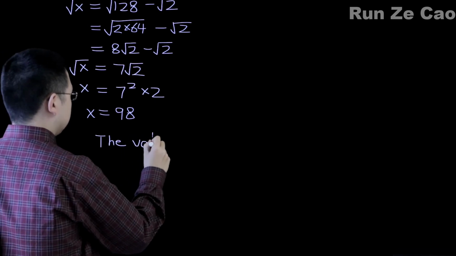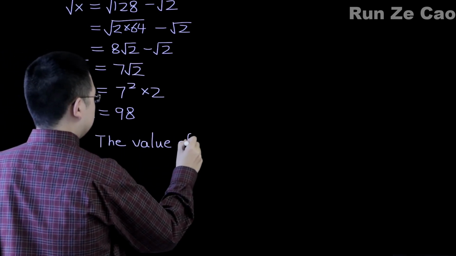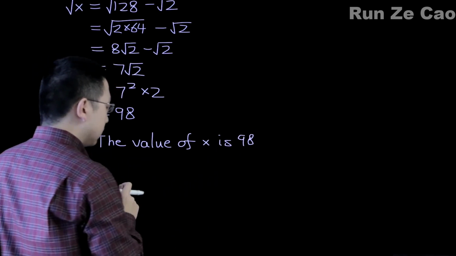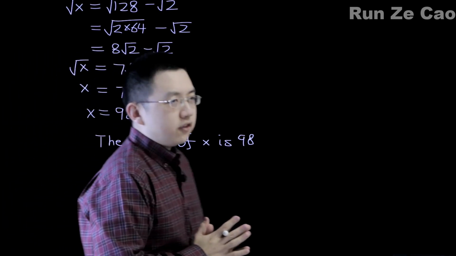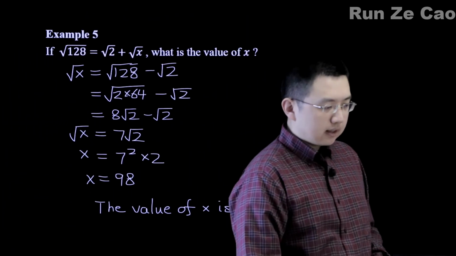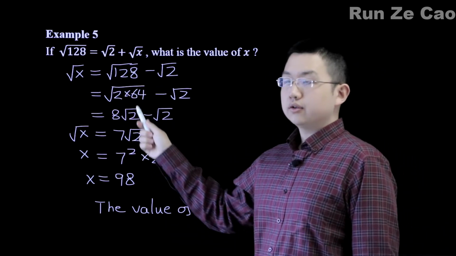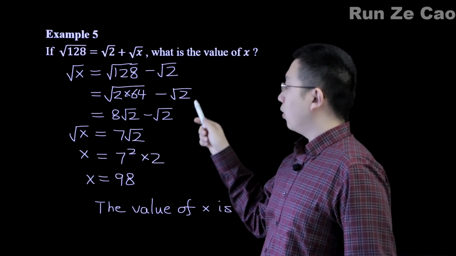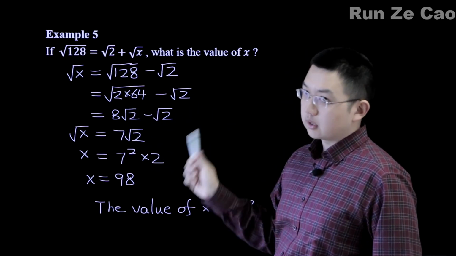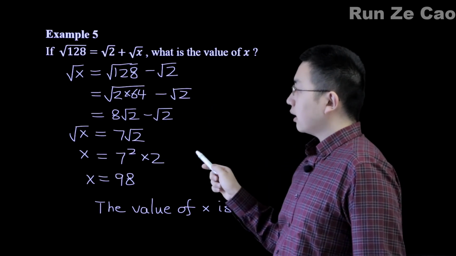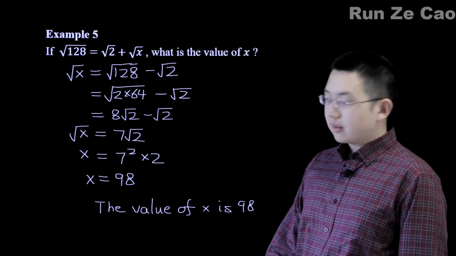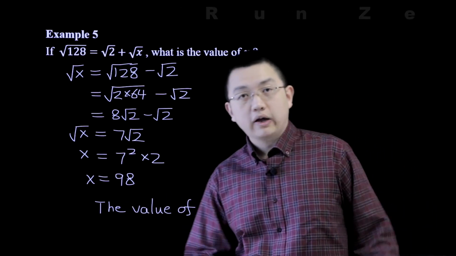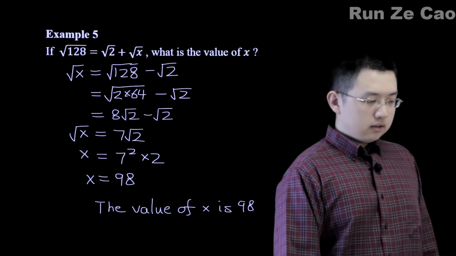The value of x is 98. I should point out that if this problem was more complex in the sense that you couldn't get these down to the same radicand, you could always just take this whole thing, like say minus root 3 or something. You can take the whole thing and then square it. And then you'll find x, with a lot of radical signs probably mixed in the middle, but you'll have x.